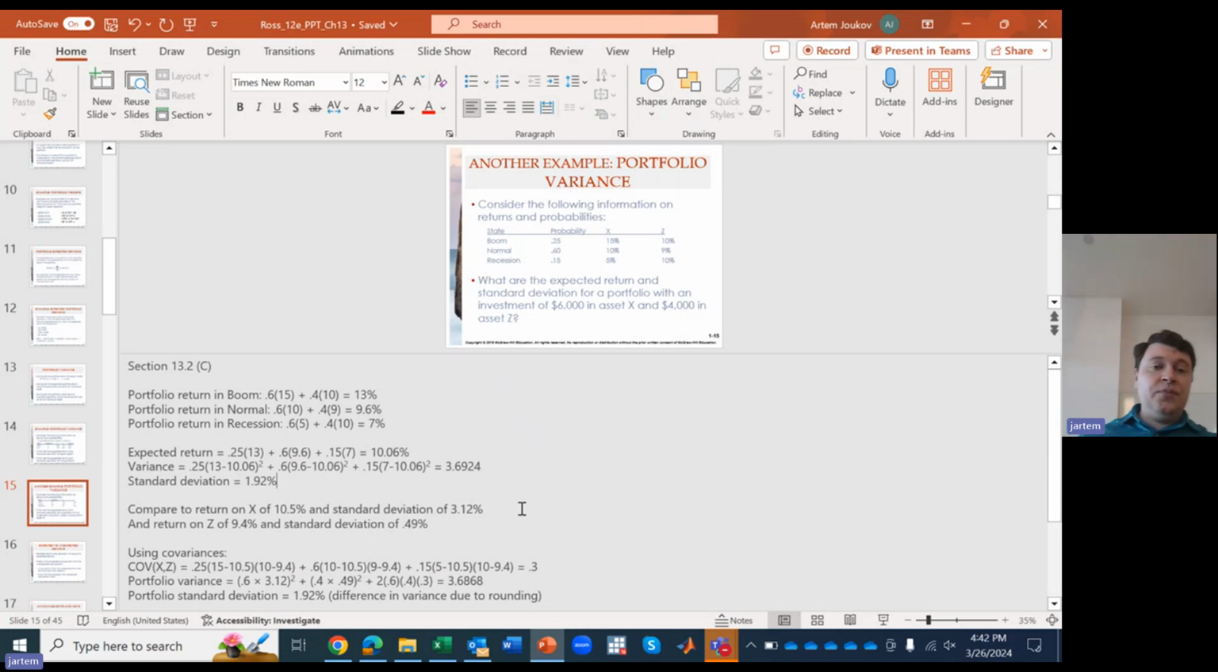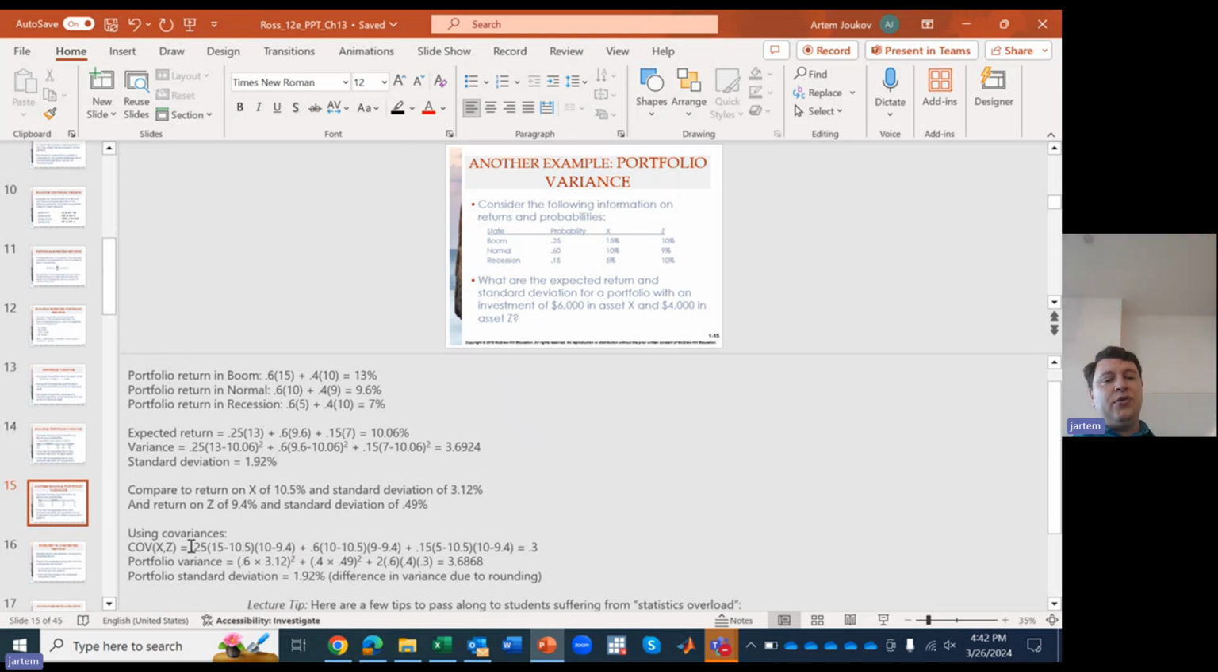Okay, so you can also compare to the return on X of 10.5% and a standard deviation of 3.12, and a return on Z of 9.4% and a standard deviation of 0.49. You can also use some covariances. I don't think I include this on the test, but just in case you're curious, you can go through and calculate the covariance between X and Z, and you can see that it is 0.3.